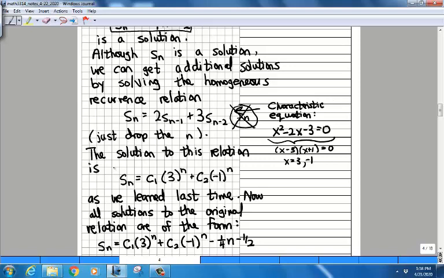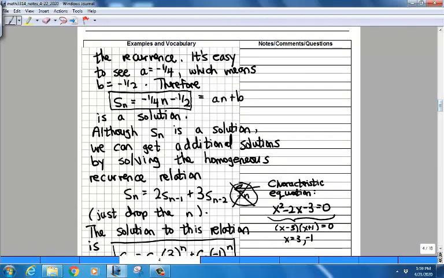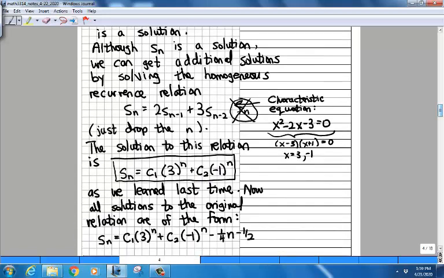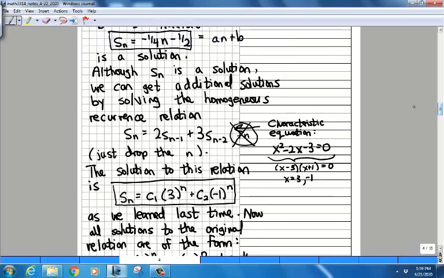Oh, so look, now you've got the following here. You found this solution. This is the solution to the non-homogeneous recurrence relation, right? That's the solution to the original recurrence relation. Now you find this is the solution to the homogeneous version of the same recurrence relation, and now you combine these two solutions.